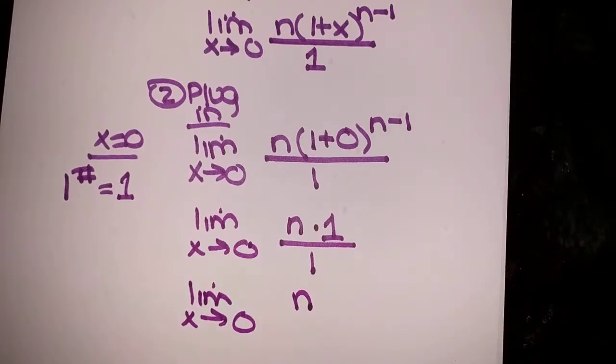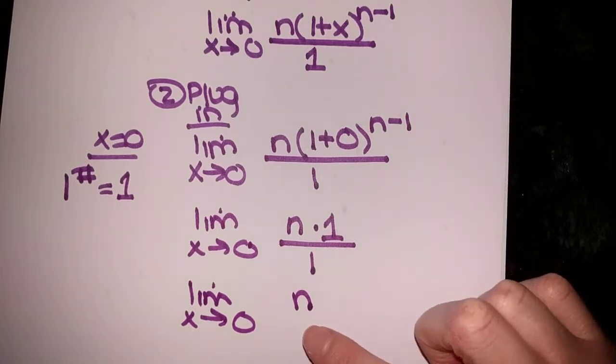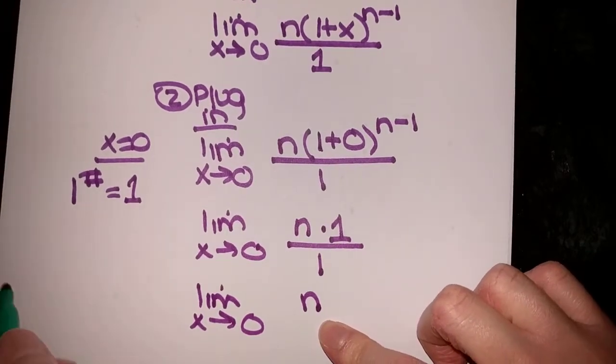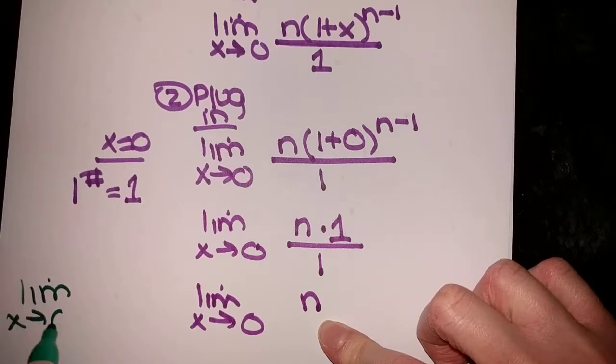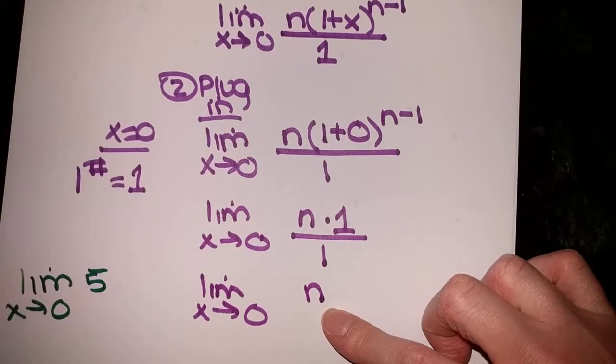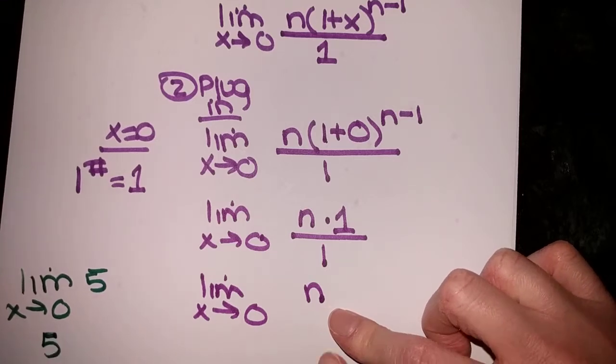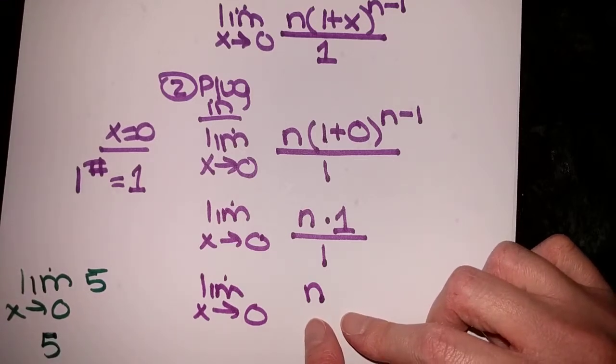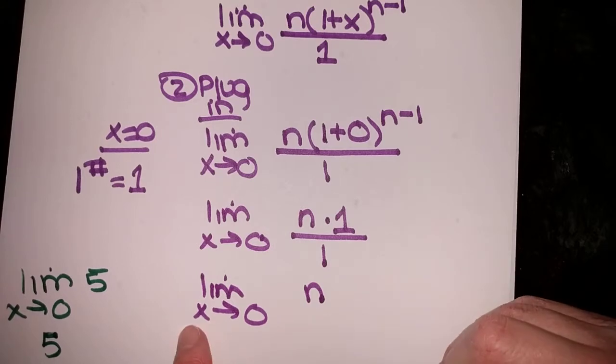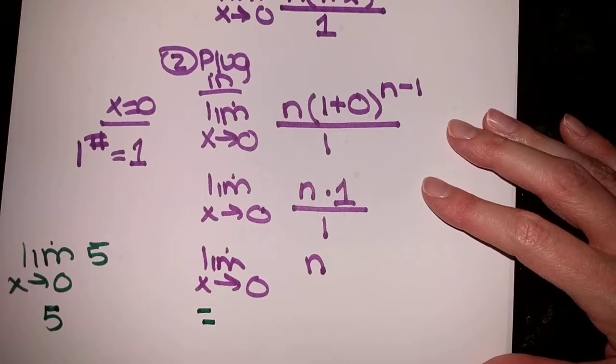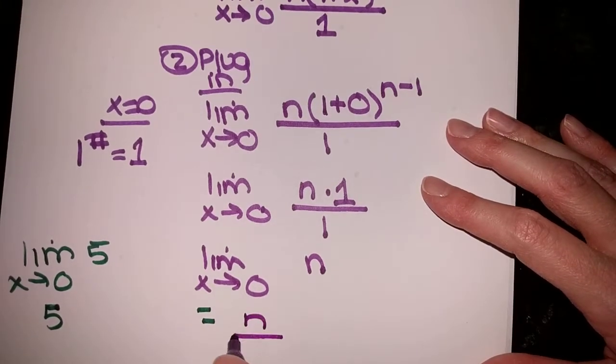Now, in the context of this particular limit, n is a constant. So this is the same as the limit as x goes to 0 of 5. You would not blink an eye there. You would say, okay, that's a constant, so that limit is equal to 5. That's the same thing that's happening over here with this n. It is a constant. It does not depend on this x. So this limit will be equal to n.